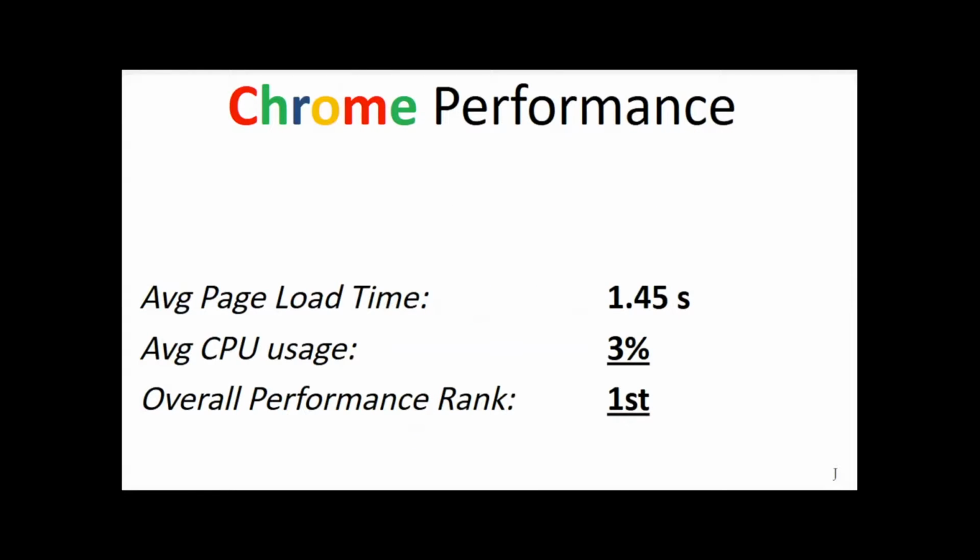We've got the performance of Chrome, the average page load time. That's when you click on something, it takes approximately 1.75 minutes to go from one site to the next, or one page to the next. It uses about 3% of your CPU resources, and its overall ranking in terms of performance is #1. So these are the best numbers you'll see for a browser.